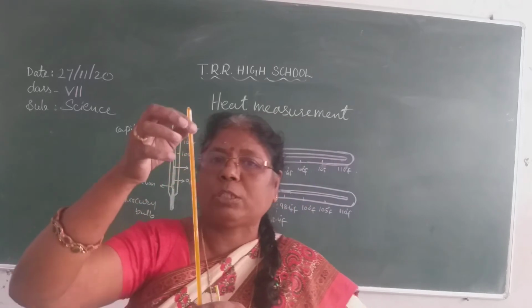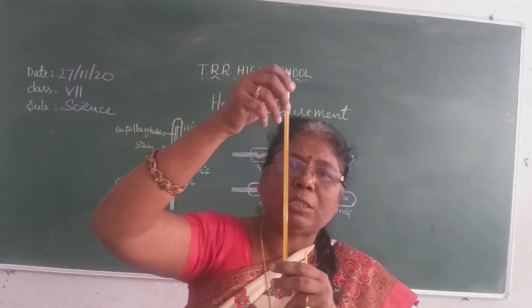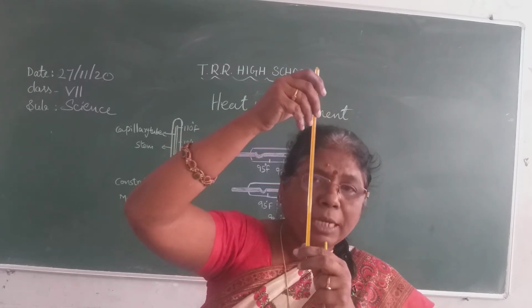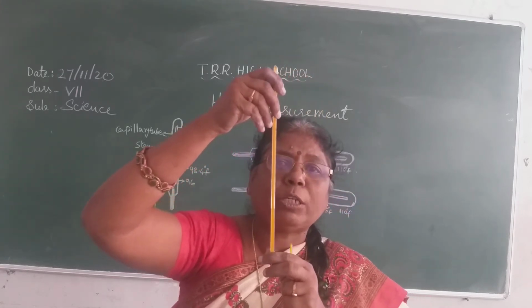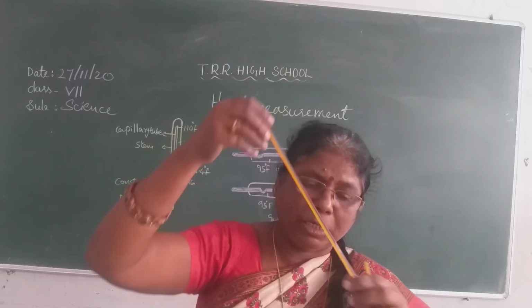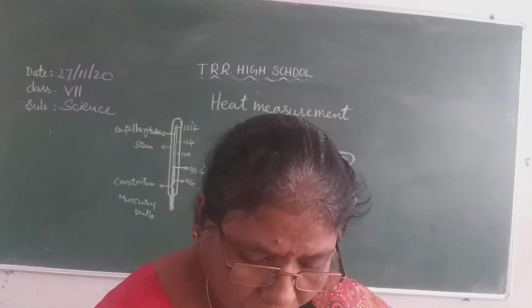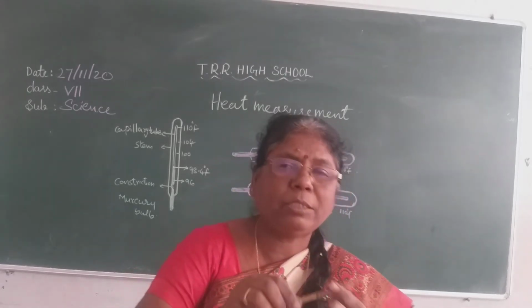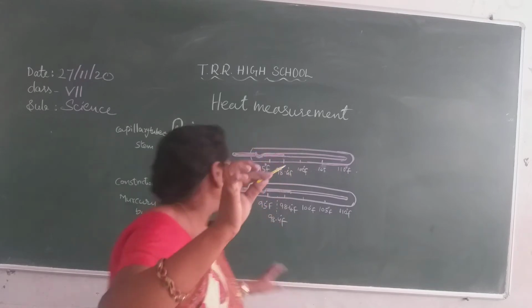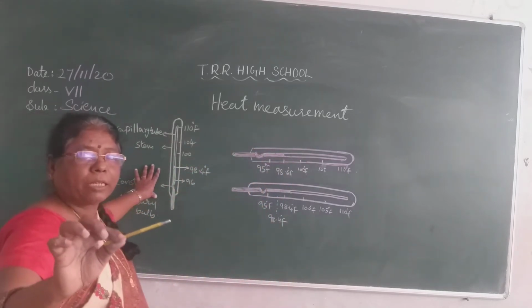So this is about the laboratory thermometer. We use this thermometer for measuring temperatures in chemical reactions in the lab, and for the melting points and boiling points of different substances. Next, coming to the clinical thermometer. This is called a clinical thermometer. Here I have drawn the diagram also.